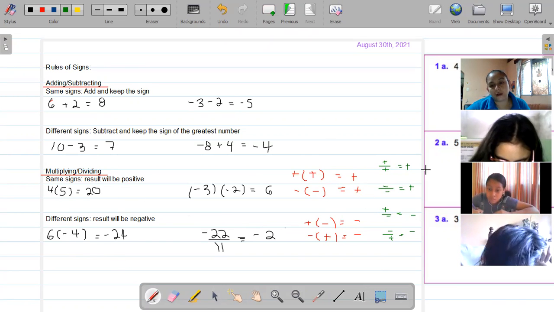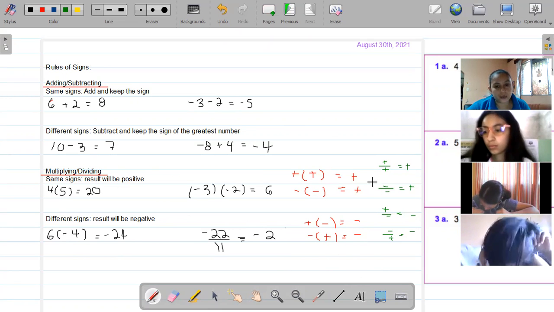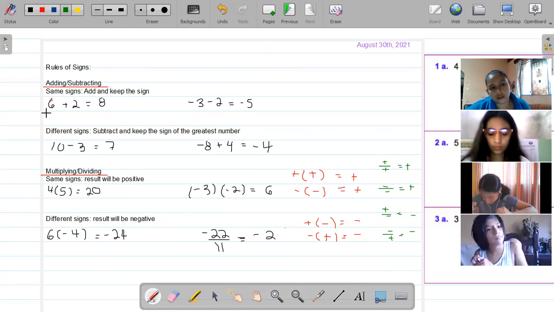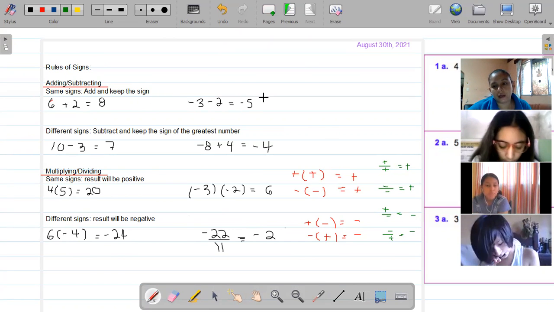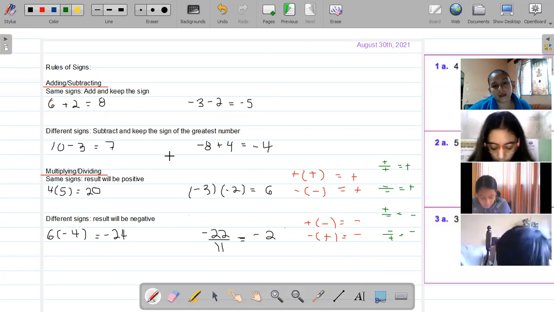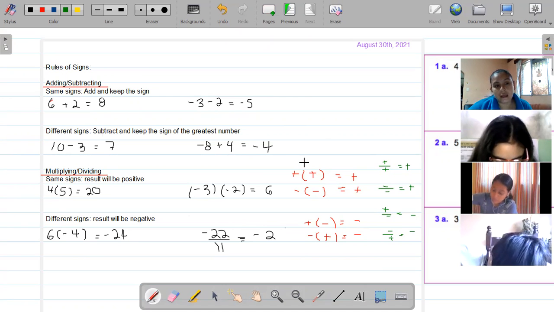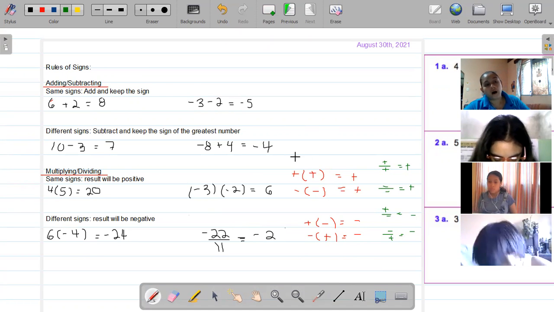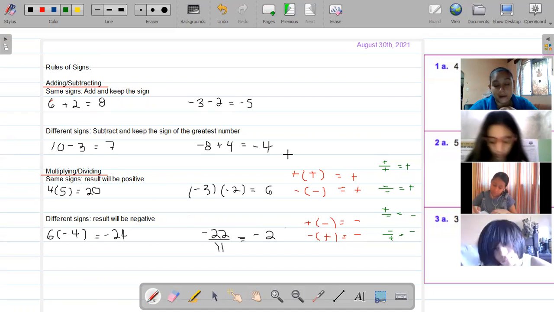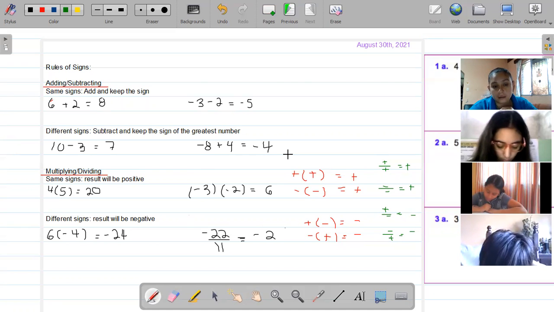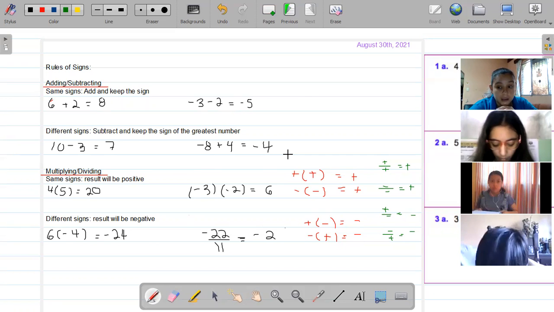Same signs, result is positive. Different signs, results are negative, okay? So it applies for multiplications and divisions. For additions or subtractions, with same signs, you add and you keep the sign. Different signs, you subtract and you keep the sign of the greatest number, of the bigger number. And that's basically the first rules of signs. This is something that you need to manage at the tip of your head, okay? So you need to recall the rules of signs really fast.